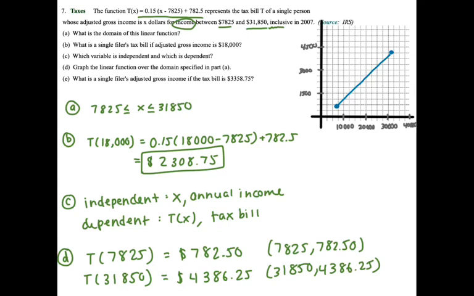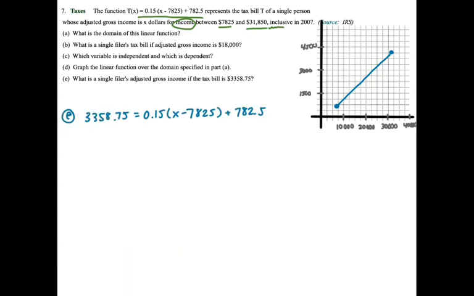So part E is the most complicated. It just requires a little bit more algebra. So I'm actually going to erase this page so I can show some more work. And part E tells us this. We have somebody's tax bill. We're told that somebody pays $3,358.75 as their tax bill, but we want to know what their annual income is. So we need to solve for X.